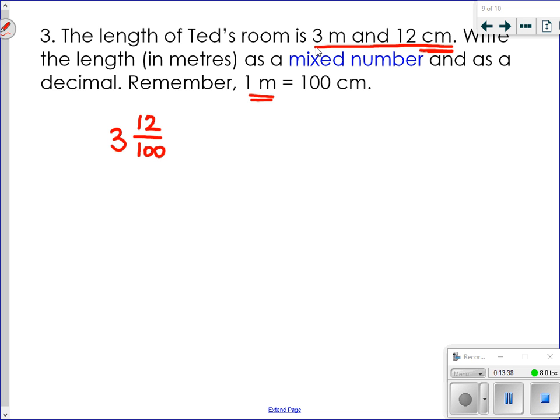So 3 and 12 hundredths of a meter is how long Ted's room is. Okay, that's the mixed number. How do we write this as a decimal? 3 and 12 hundredths. 3 and 12 ending in the hundredths position. 3.12 meters is how long his room is.